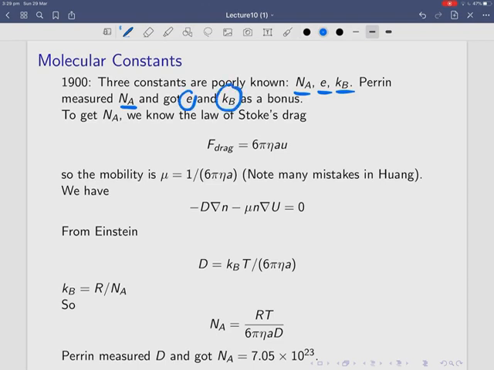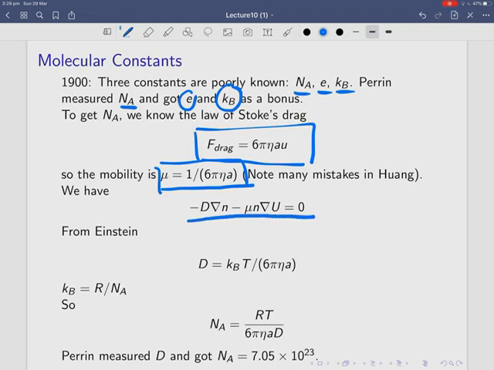So to get Avogadro's number, what we do is we start with Stokes' drag. So this is Stokes' drag, and the drag on the sphere is 6 pi eta, the viscosity in other words, times the radius times the velocity of the sphere. So that means the mobility, which is the inverse of the drag, divided by u, is given by that. Okay, that's our drag. So Wang has apparently made a mistake there. Okay, so we have this equation.